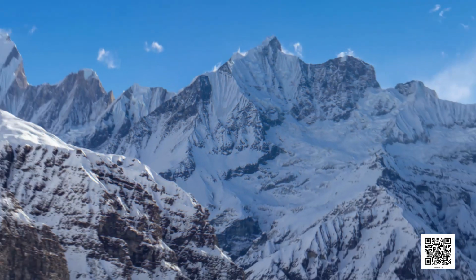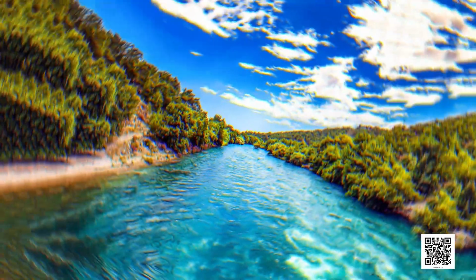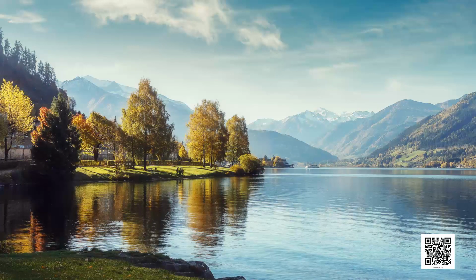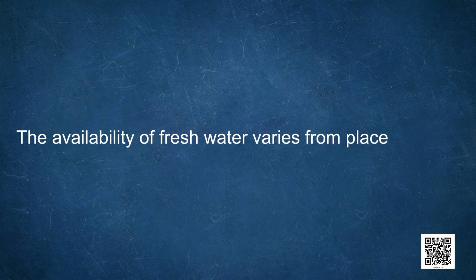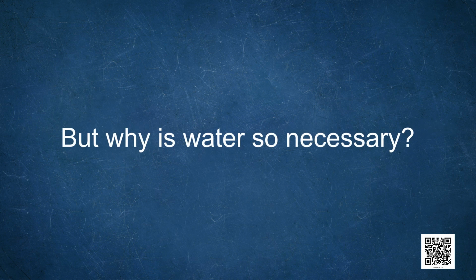Fresh water is found frozen in the ice caps at the two poles and on snow-covered mountains. The underground water and the water in rivers, lakes and ponds is also fresh. However, the availability of fresh water varies from place to place. Those states in India which will have maximum rainfall will have maximum biodiversity.